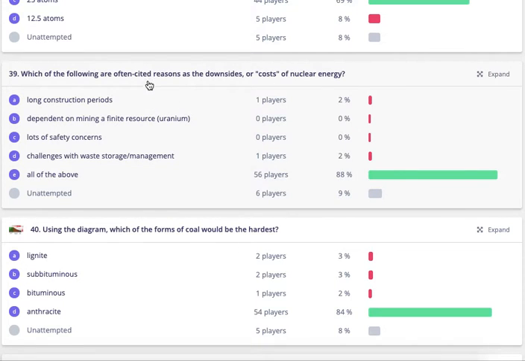Which of the following are often cited reasons as the downsides or costs of nuclear energy? All of these. Nuclear power plants take a really long time to produce. They're very expensive. Safety concerns during construction. Post-construction, not so much. And what to do with the waste is a big deal. That uranium stays radioactive for a couple of billion years.